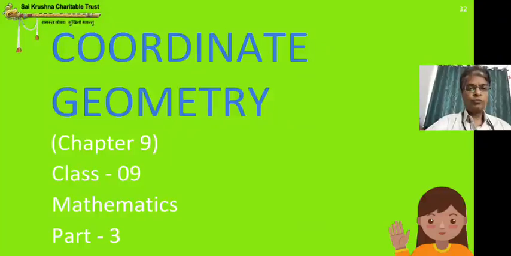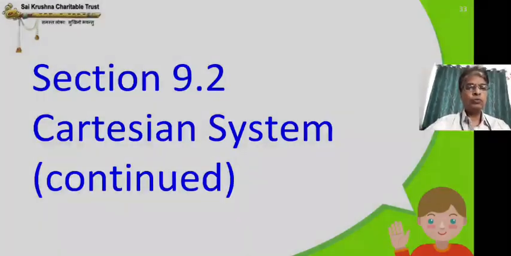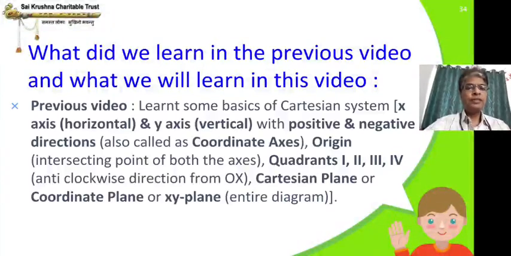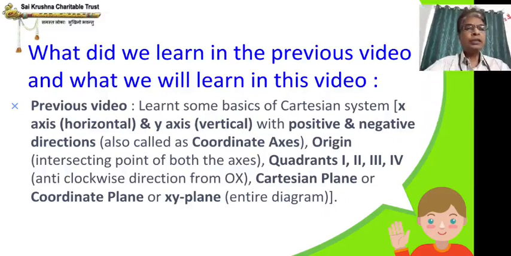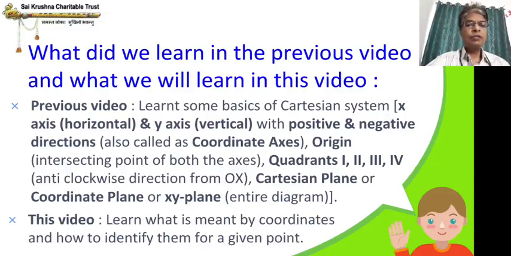Let's now move to part 3 of coordinate geometry. This again is the same section we are continuing, Cartesian system, section 9.2. In the last video, we learned some basics of Cartesian system. Again, I have given all the definitions so that when you watch this video independently, you'll be able to remember all the definitions. And in this video, we are going to learn what is meant by coordinates and how to identify them for a given point.